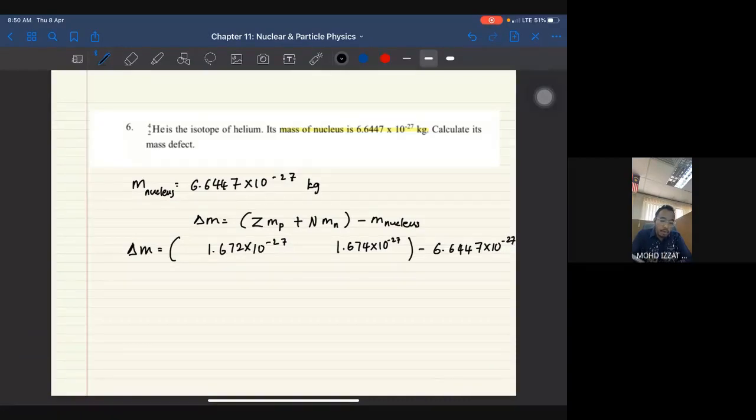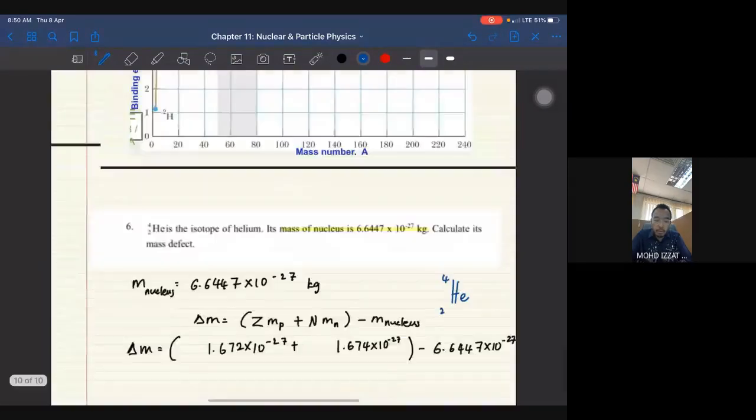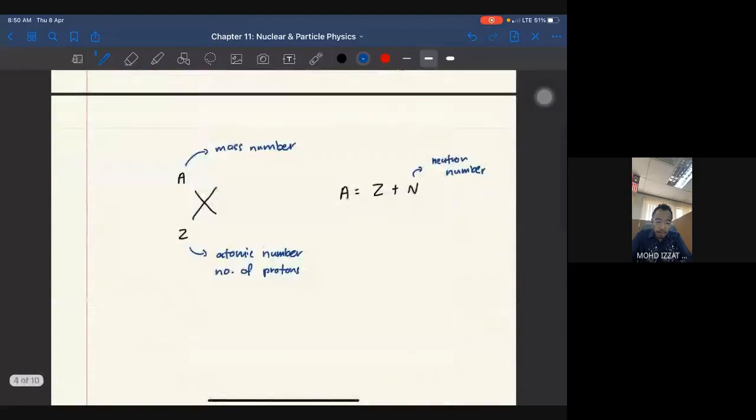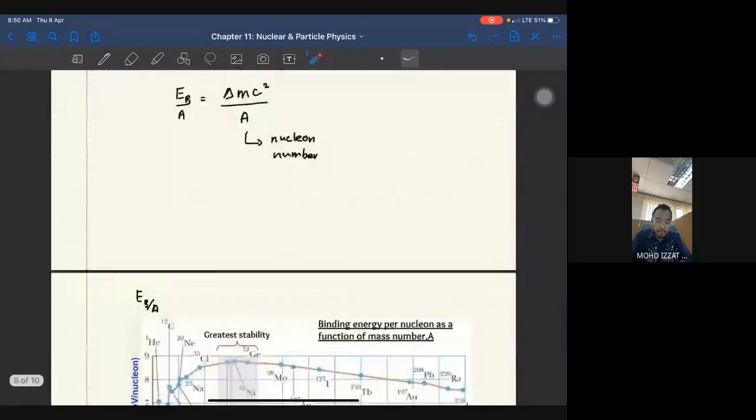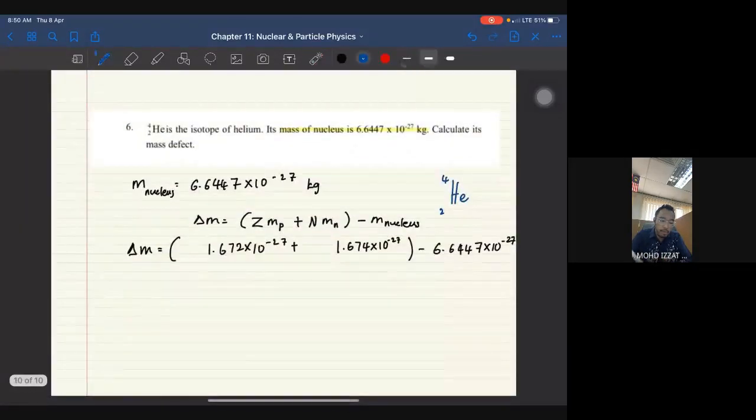Okay, so numbers of proton and numbers of neutron, how about those numbers? So you know that we are talking about helium that has 4 and 2. Okay, if you go back up here, 4 represents A and 2 represents Z. So yang 4 tu sebenarnya adalah A and 2 tu adalah Z. Okay, so Z tu you can substitute straight away lah, tak ada masalah. Z over here 2.